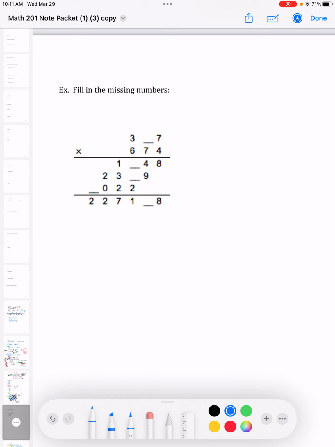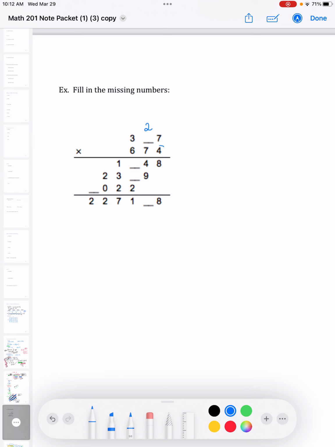With our standard algorithm, we do start in the ones place, so that's where I'm going to start. I'm going to think about 4 times 7. So 4 times 7 is 28. That's just a set fact. We can see the 8 down here already in our answer, and then the 2 we would carry up to the top. Just going to erase some things so it's not so crowded.